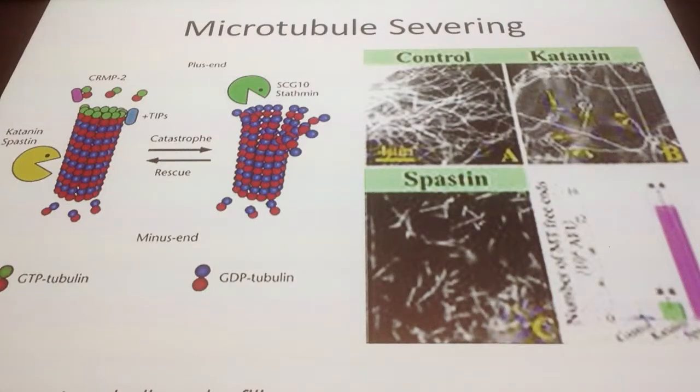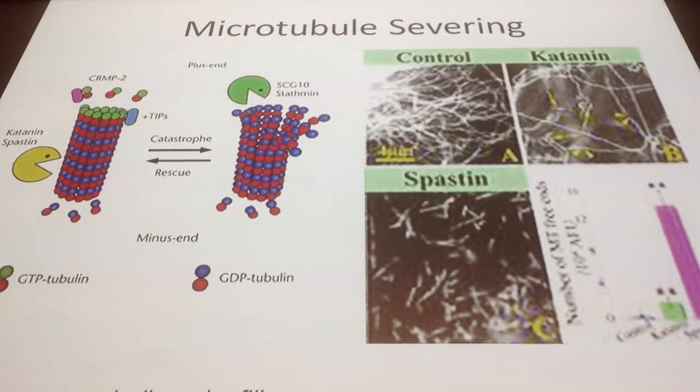So Stathmin can bind to tubulin that is either free or already bound to the microtubule, whereas thymosin and profilin will only bind to free G-actin. Stathmin can bind to either the free or bound form of tubulin, either the GTP or the GDP bound form. The binding site of Stathmin is a lot more flexible. That's why it has more functions.